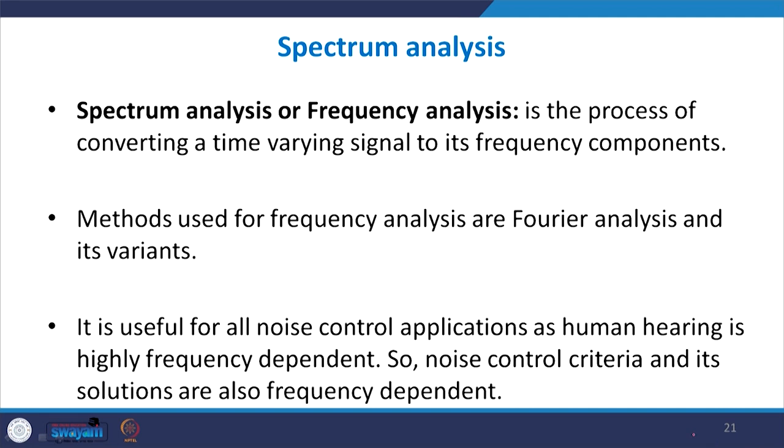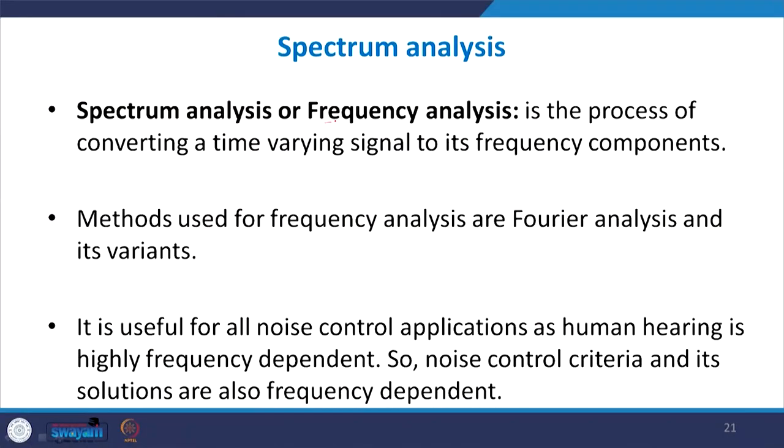So, the main takeaway of this lecture is that common sounds can have many frequency components, and the intensity can be distributed non-uniformly throughout these frequency components. But because human hearing is highly frequency dependent, we need to analyze these sounds not only as time waveforms, but also as the distribution over the frequency. That is why we need to do frequency analysis or spectrum analysis, which is converting a time varying signal to its frequency components. This is very important because all noise control applications are based on human hearing, which is highly frequency dependent. So the noise control criteria as well as solutions depend on the frequency, and that is why spectrum analysis or frequency analysis of sounds is necessary.